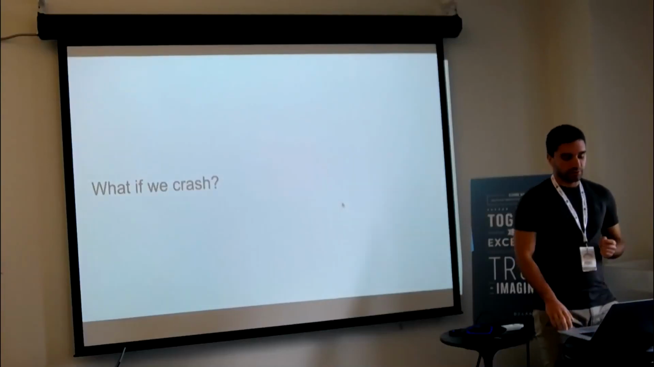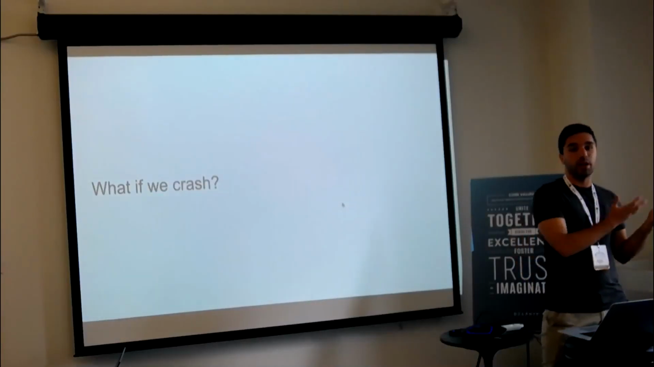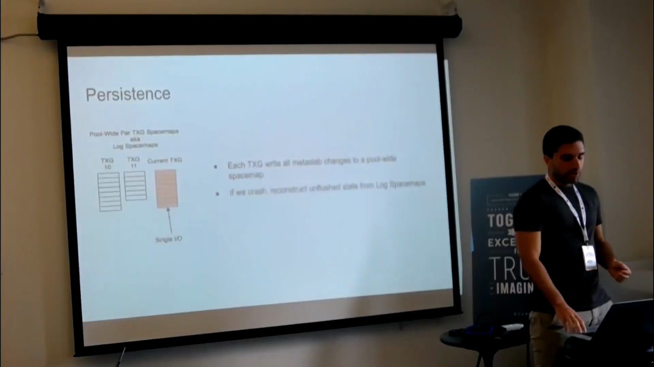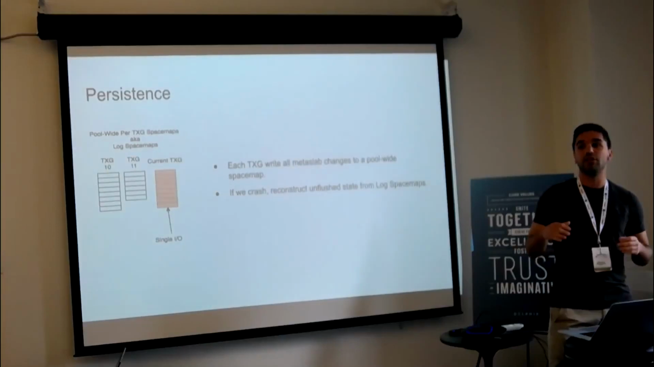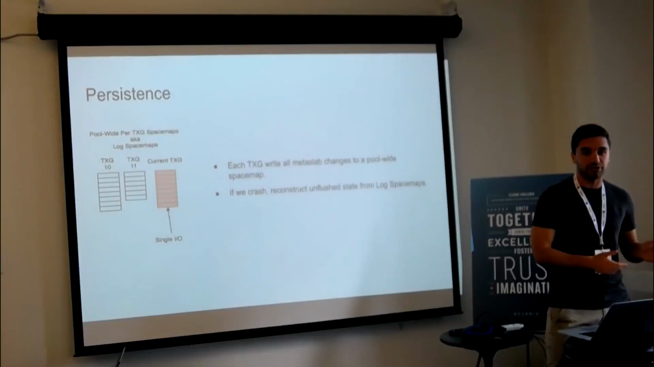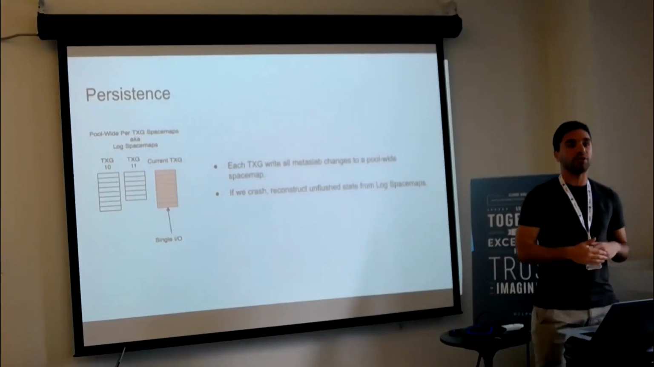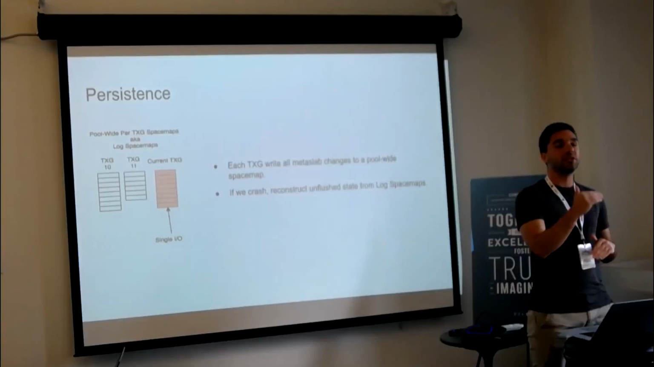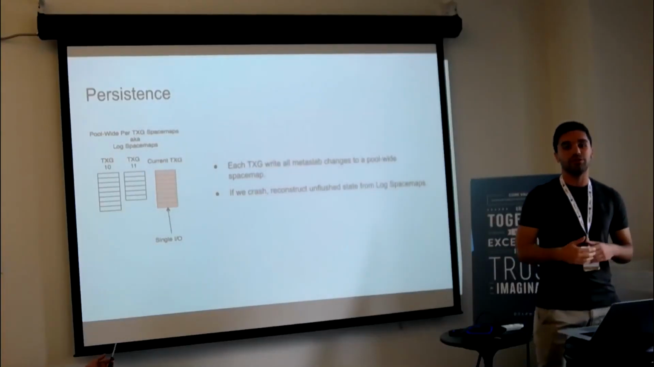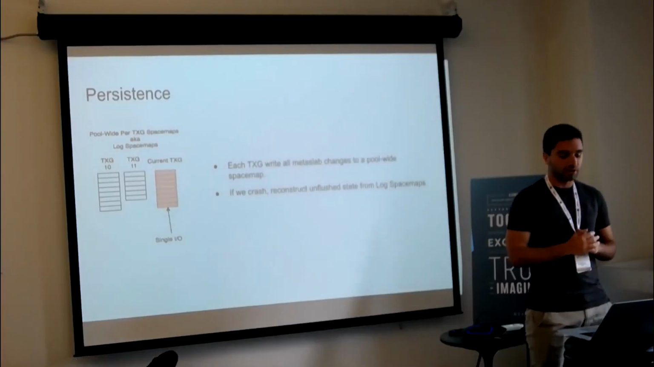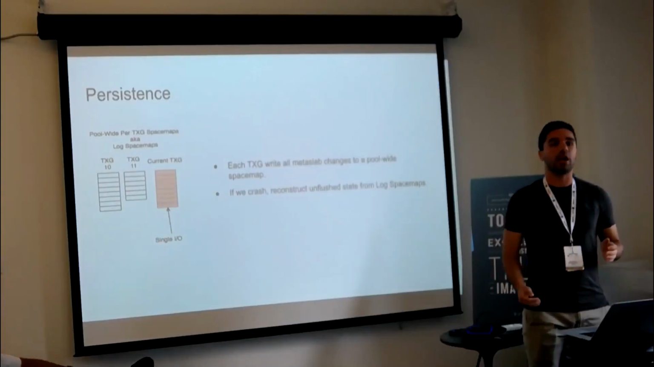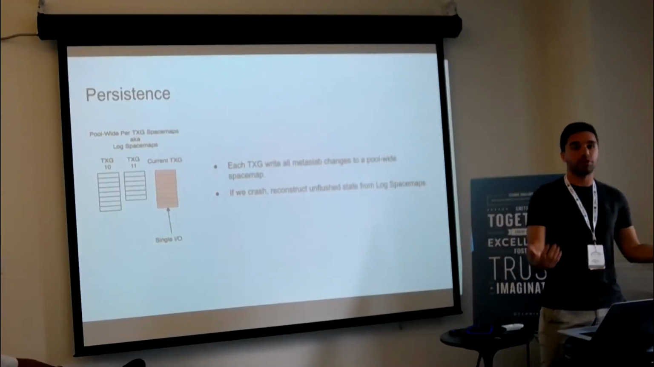And now the other question is, what if we crash? We have all these things in memory, right? What if we crash? How do we reconstruct that state? And the answer is that each TXG, instead of appending to each metaslab spacemap as we were doing before for persistence, we issue a single IO that writes all the metaslab changes in a single pool-wide spacemap that we refer to as the log spacemap. So each TXG, we just keep all these changes in this new spacemap that we have. So in case that we crash, during import time, we just read all these spacemaps and we reconstruct the unflushed state.